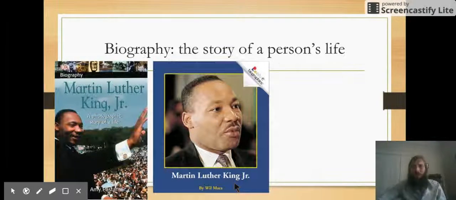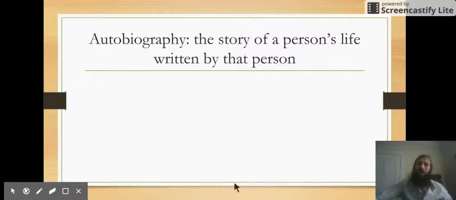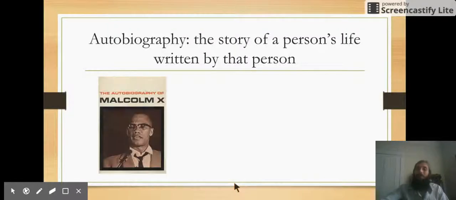Sometimes we're really lucky and we actually find an autobiography. An autobiography is the story of a person's life written by that person. Remember when we studied Malcolm X? Malcolm X actually wrote his own autobiography. So he wrote his story of his life. It's the story of Malcolm X's life written by Malcolm X. What a great source of information. Fill in the definition of autobiography on your worksheet.